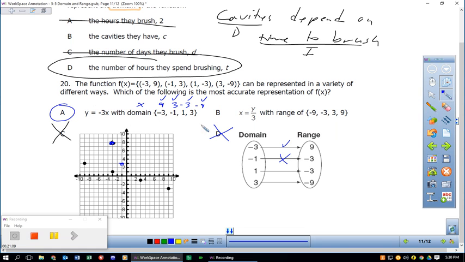But the next thing you could do is plug these in. These are range. Plug these in for y. So plug that in right there. Negative 9 divided by 3 is negative 3. So that means negative 3, negative 9. That does not work. And A is indeed our answer.